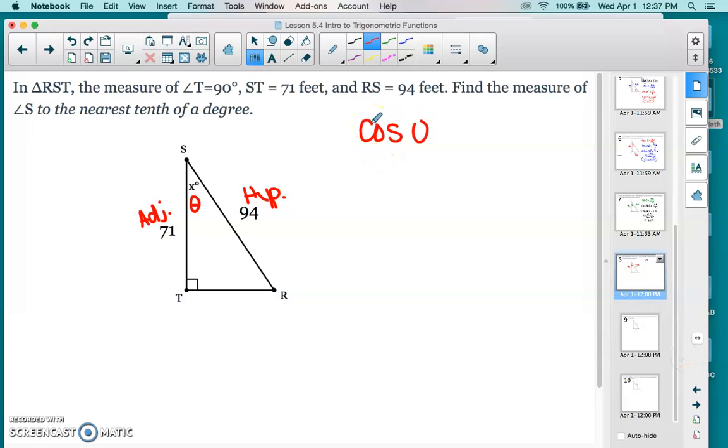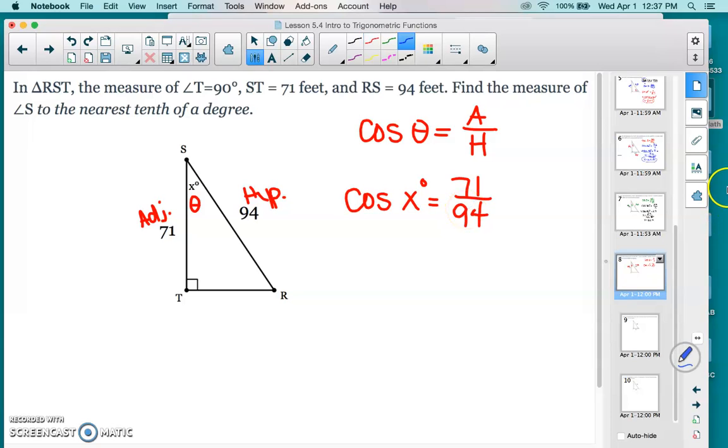So this one, I would need cosine because it's the function that uses adjacent and hypotenuse. And I'm going to plug in just like I did before. Adjacent is 71 and a hypotenuse is 94. Here's where it gets different. The equation is different because the x is inside of the cosine function.